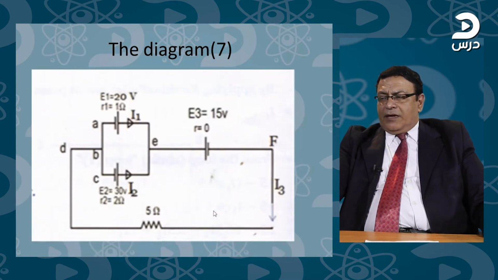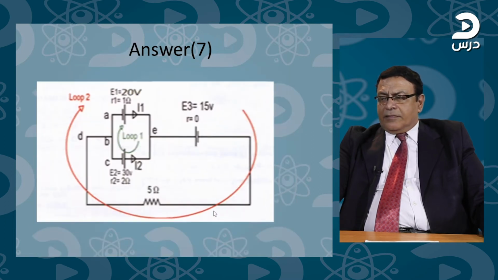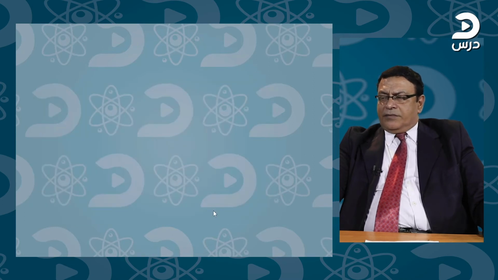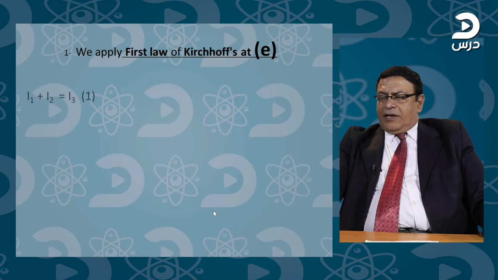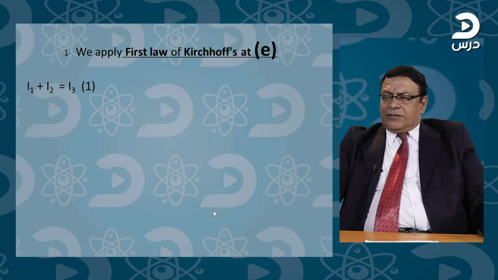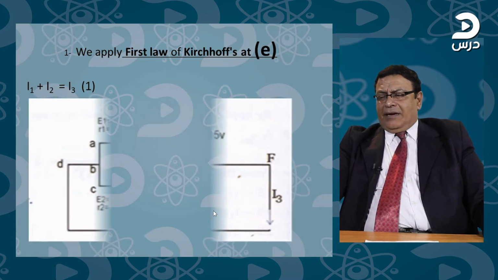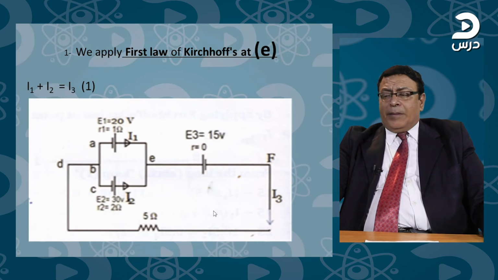تعال نشوف الانسرز. ادي الدياجرام كامل. الانسرز احنا هناخد 2 لوب. هناخد اللوب الاولاني شايفين السهم بتاعه اللي هو من C A E C A، وهناخد اللوب الثاني الكبير. تعال نشوف كده الفاينل الانسرز. We first apply law of Kirchhoff at point E. يبقى هنا نقدر نقول ال I1 plus ال I2 equal I3.